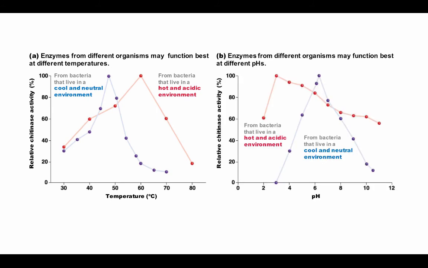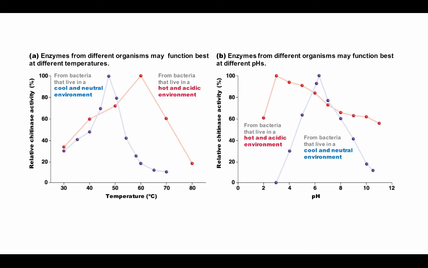So these enzymes have evolved to work their best in the environment where they typically occur. Same is true for conditions of different acidity, even within the same organism. So this could be enzymes that exist in your stomach as compared to enzymes that live in your small intestine are going to operate optimally at different levels of pH.